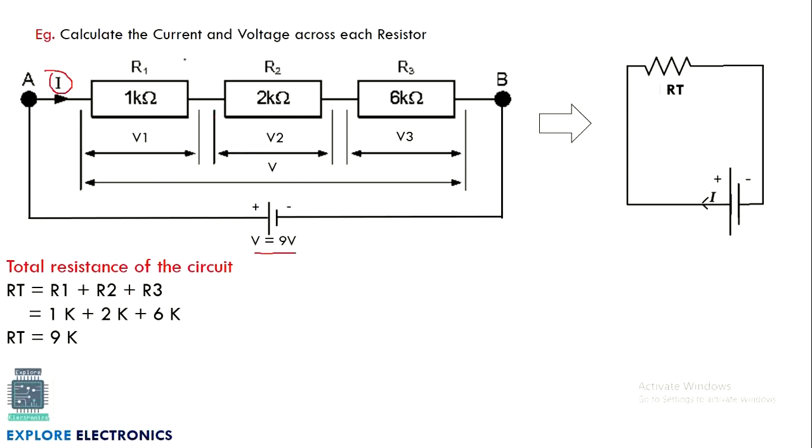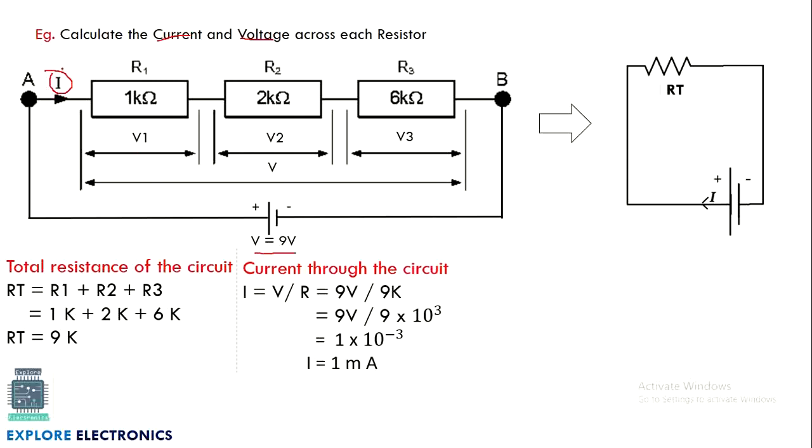So now we need to calculate the current as well as voltage across each resistor. To calculate current and voltage, first we need to calculate the total current flowing through the circuit. The total current I is equal to V divided by R. What is V? V is the supply voltage they have given, it is 9 volts. And R is the equivalent resistance of all these three, that is RT, which is 9K. So 9 volts divided by 9K gives 1 milliamp. Why? Because 9 kilo will be represented as 9 into 10 raised to 3. It becomes 1 into 10 raised to minus 3, that is milliamps. The current flowing through the circuit is 1 milliamp.